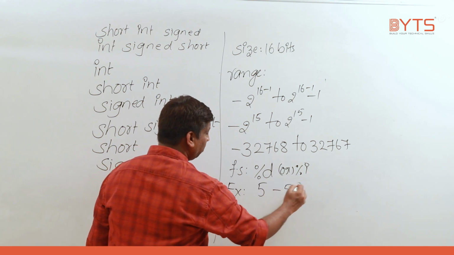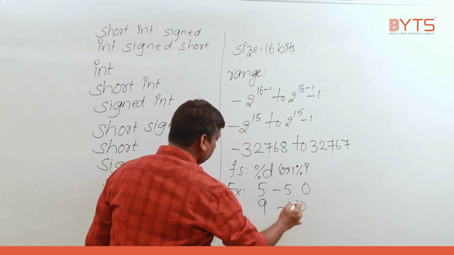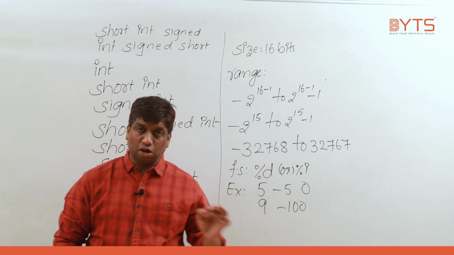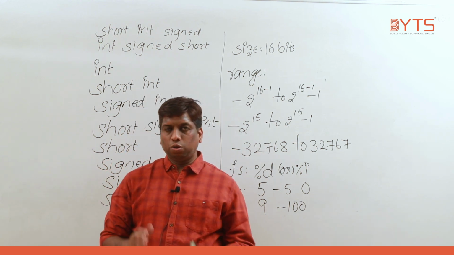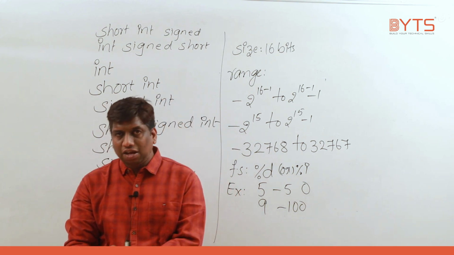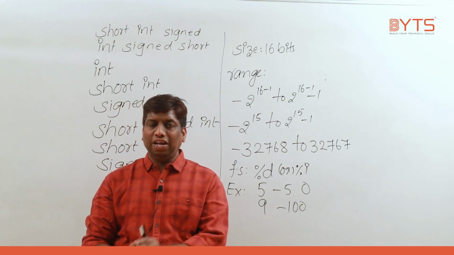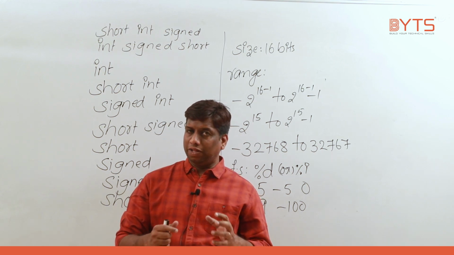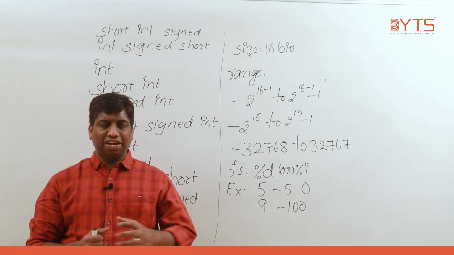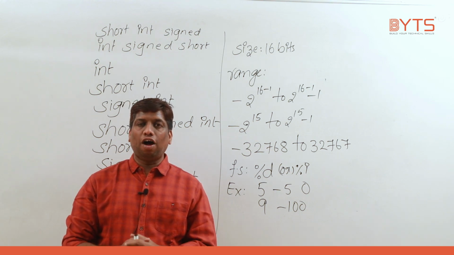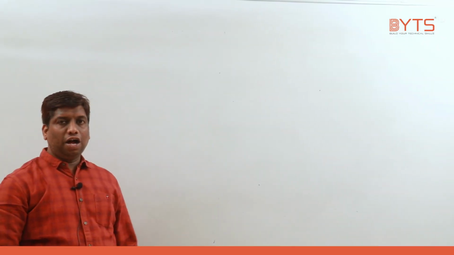Next, examples: 5, minus 5, 0, 9, minus 100. Any positive number, negative number, 0, they are called integer constants. So whenever the programmer is writing int, the compiler will consider the default nature as signed and short. Order is also not important. Int, signed, short: in these three, if you are writing any one, the remaining things are automatically considered by the compiler, and the size is 16 bits. The range is minus 32768 to 32767. The format specifier will be %d or %i. Now we discussed integer, what is the range, what is the format specifier.